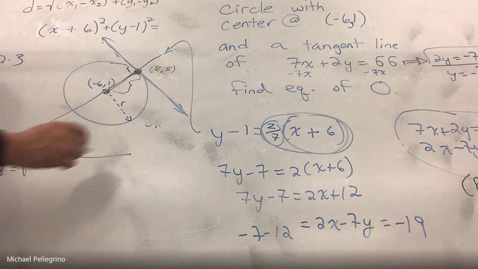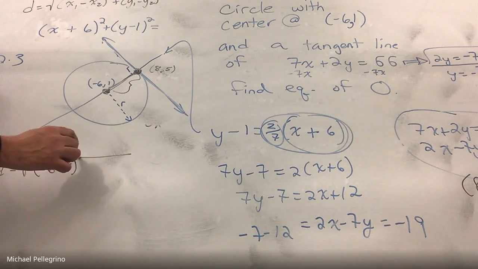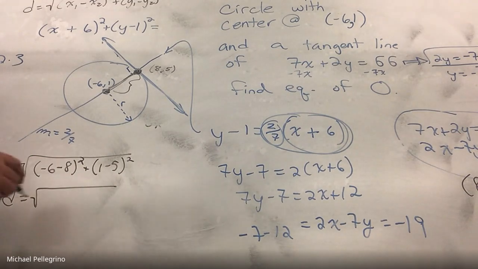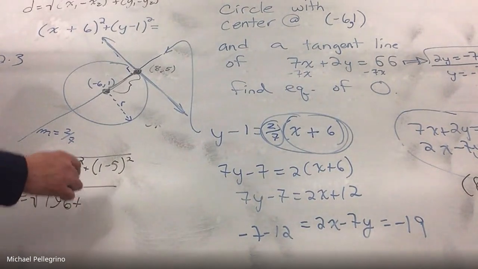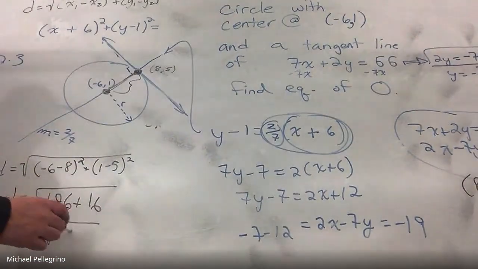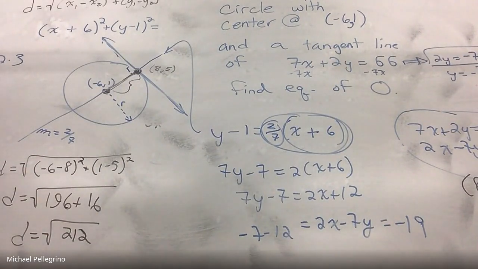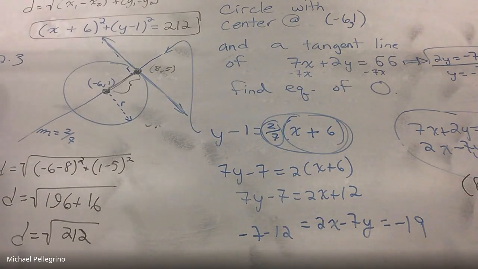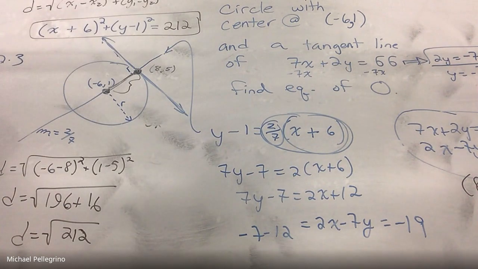Distance equals the square root of -6 minus 8 squared plus 1 minus 5 squared. Distance equals the square root of 14 squared is 196 plus 16. Distance equals the square root of 212, which means the radius is the square root of 212. But we need the radius squared, so it's just 212. So it uses all different aspects of algebra to solve this kind of problem.